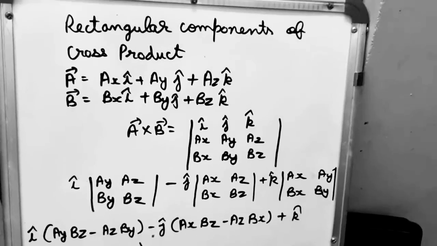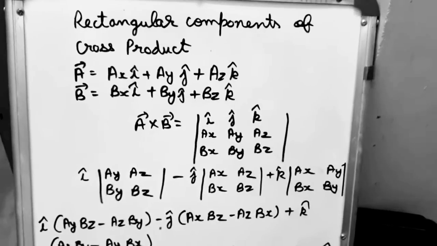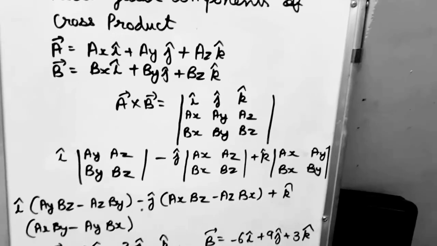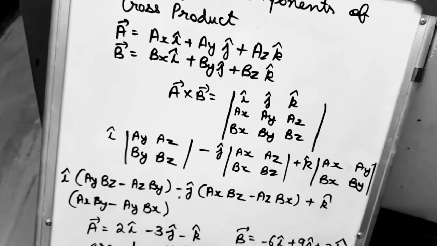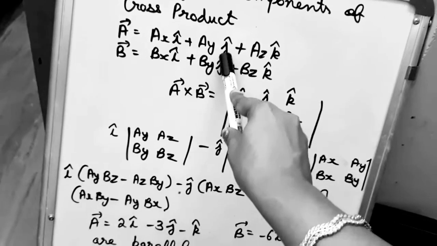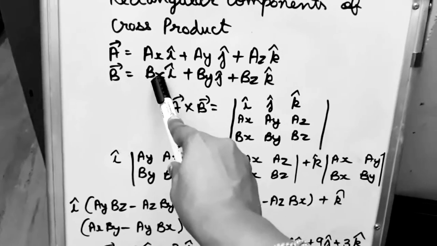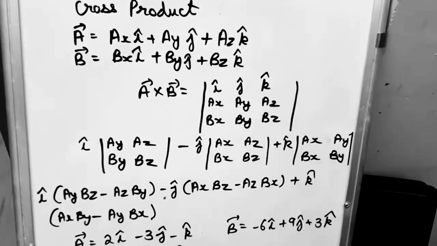Next we are having rectangular components of cross product. Now we are having two vectors, a vector and b vector, which are represented in terms of rectangular components as ax i cap plus ay j cap plus az k cap, and b vector is equal to bx i cap plus by j cap plus bz k cap.